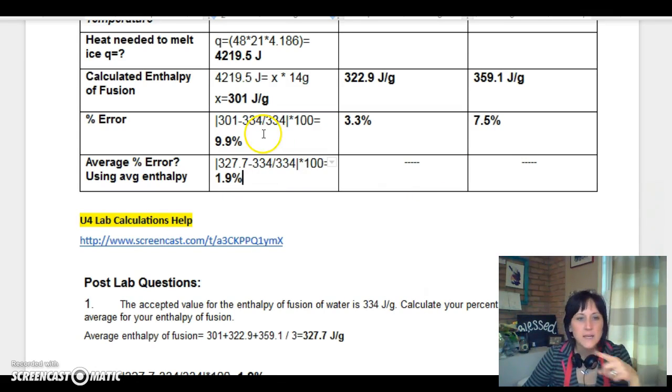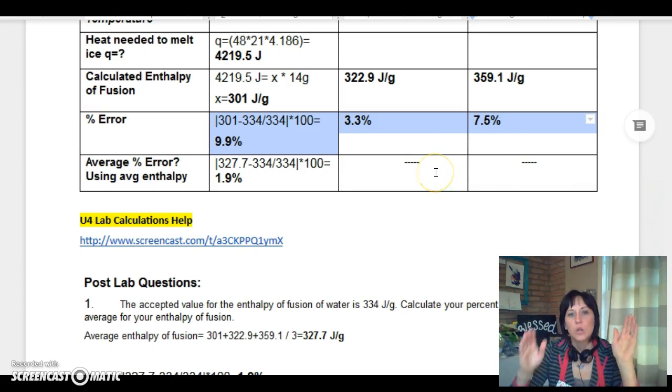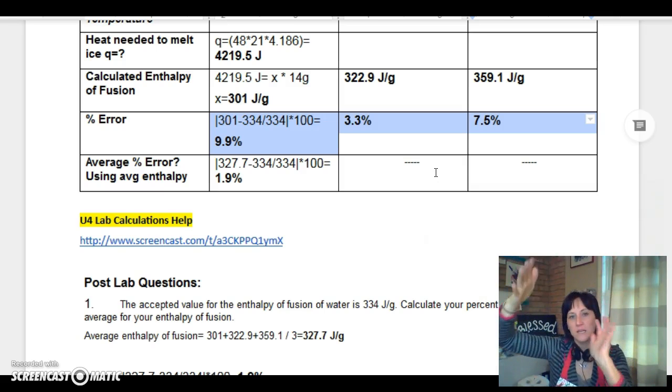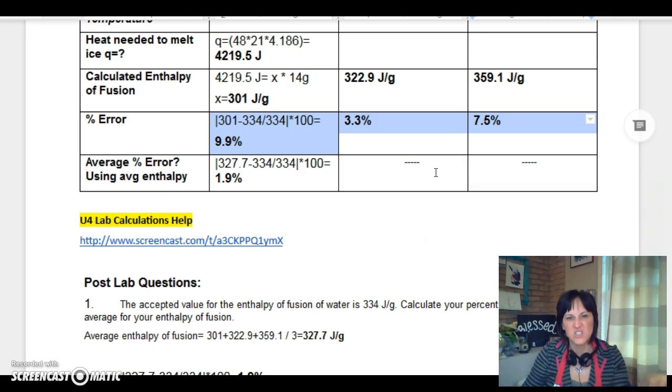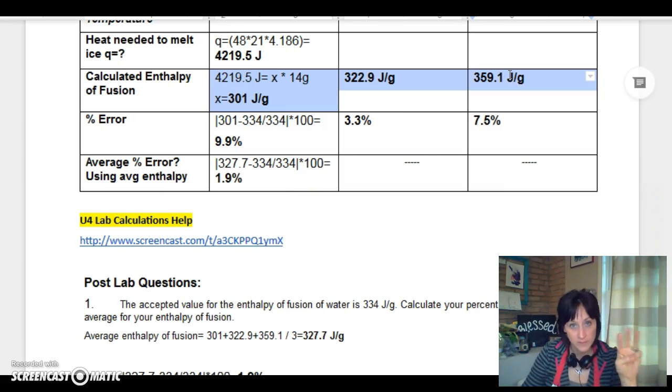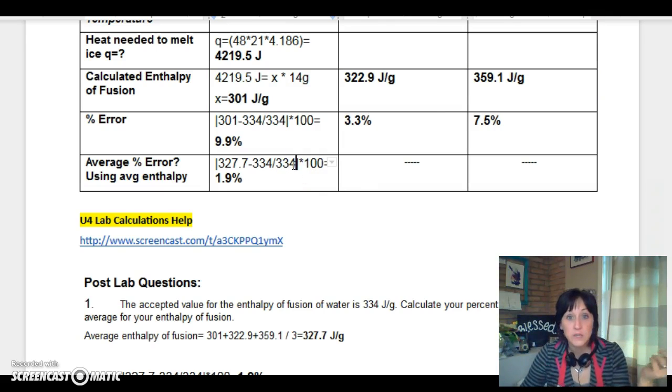So I'm not going to calculate the average percent error off of taking my 3 percent errors, because since we're doing absolute value, that 9.9 was low, that 7.5 was high. Well, since they're all in the positive, that's not really going to give me a good gist of how well I actually did, right? So you're taking your average percent error off of your enthalpies. So up here I averaged my 3 enthalpies, add them all together, divide by 3, right? And then I did the calculation. So my average error was 1.9, which is pretty good, right? 1 high, 1 low, 1 pretty solid in the middle.